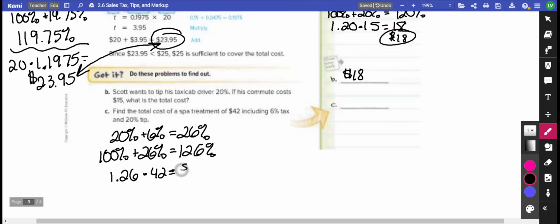And that gives me a total of $52.92. So the total cost of the spa treatment is $52.92.